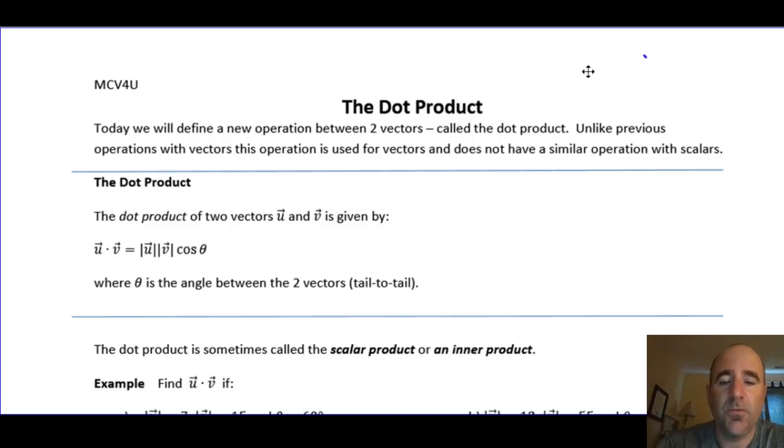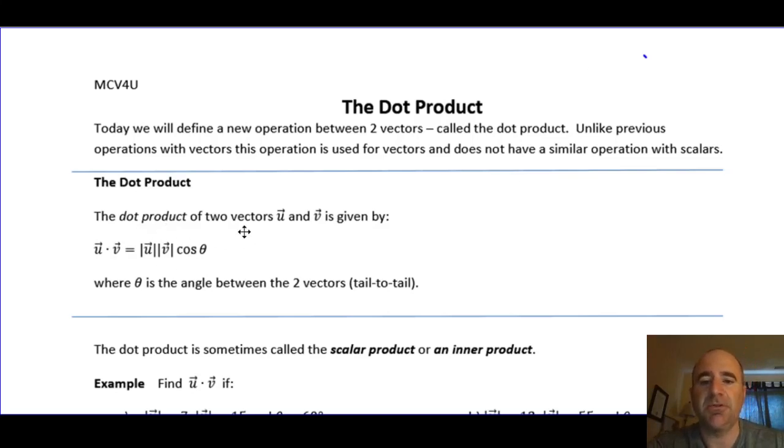In this lesson, we're going to talk about a new operation that exists between two vectors, and it's called the dot product. Unlike scalar multiplication or vector addition or subtraction, there's really no other previous operation that you've learned with scalars. I guess you could say it's maybe how you multiply two vectors together. Let's take a look at the definition of the dot product.